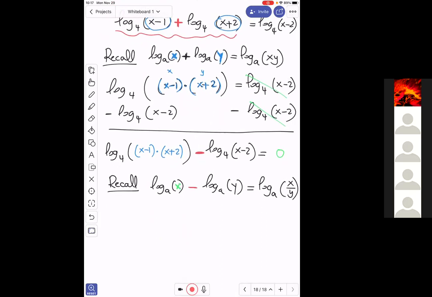Now we have the difference between two logs, and as I said, the difference between two logs will be log of x over y. So this is like my x, and this is like my y, right? So now it's log of x minus 1 times x plus 2 over y, and y is x minus 2, which is equal to 0.